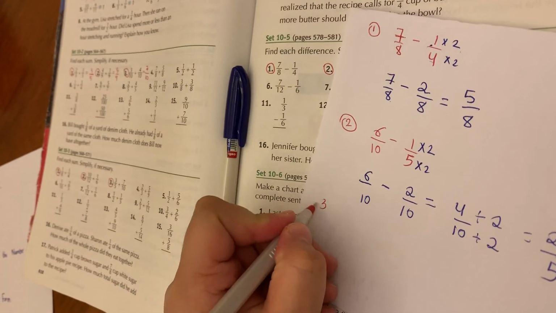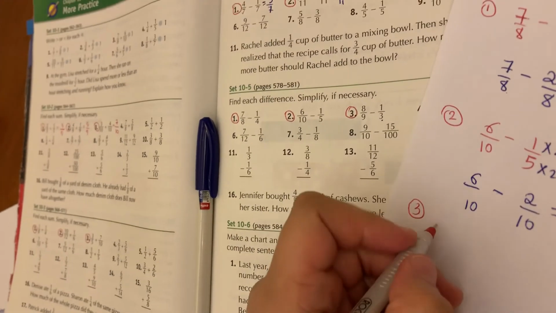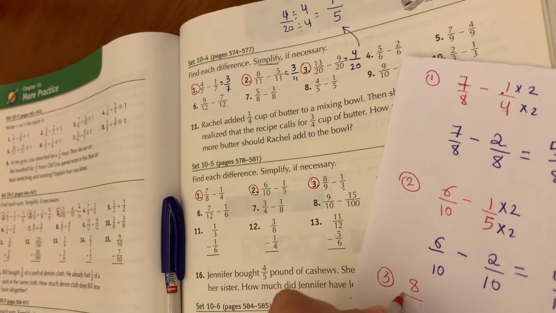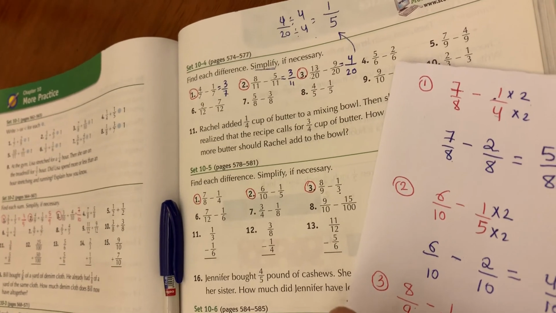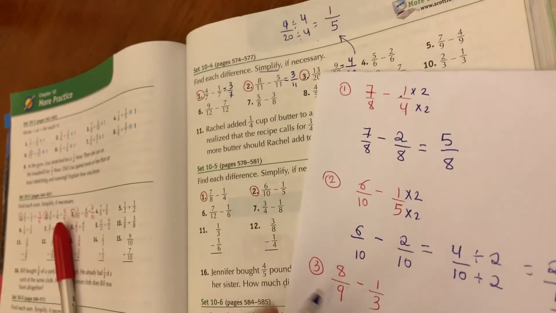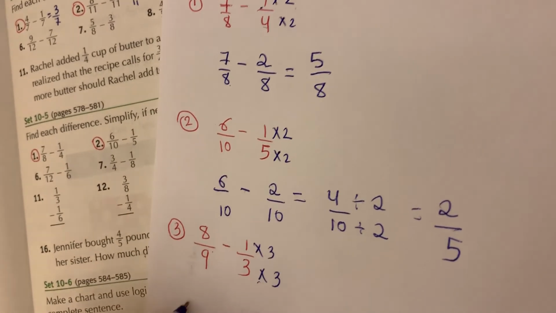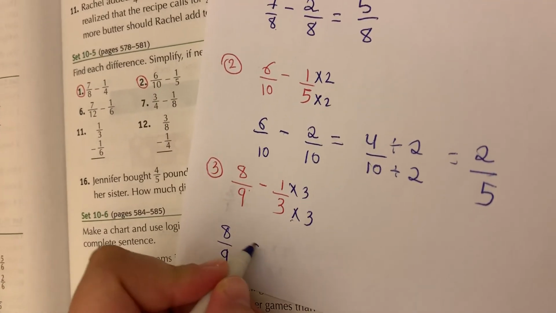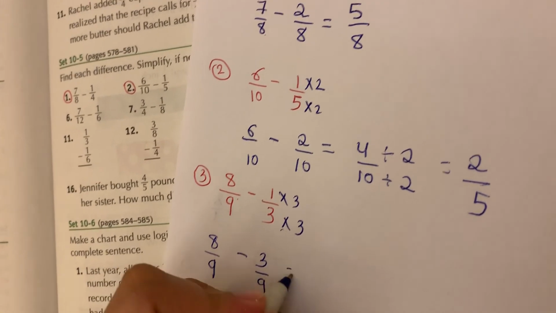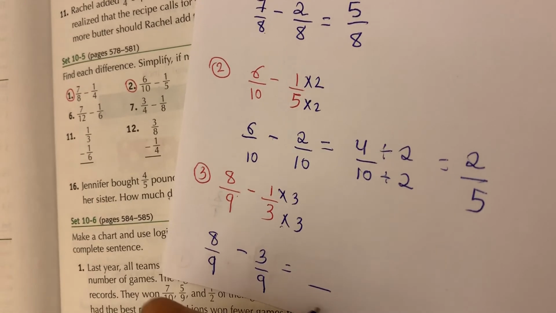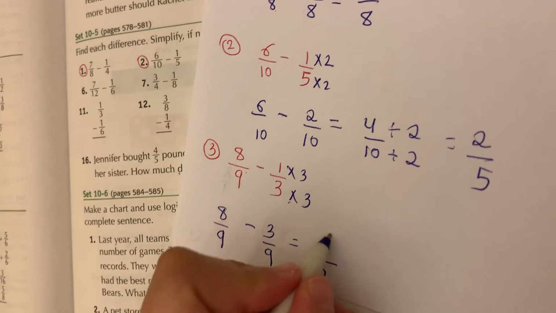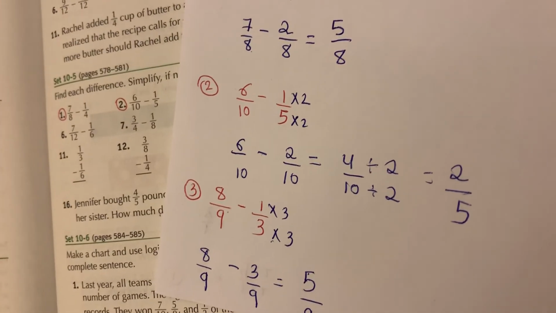And for the last one, here, how can I make the 3, 9? I will multiply up and down by 3. I will have like denominators 9, 9, 9. 8 minus 3 equals 5, and it is in the simplest form.